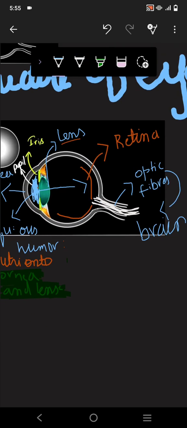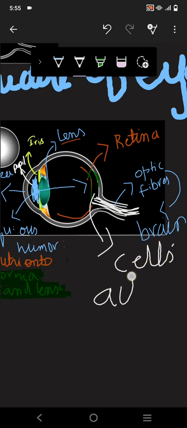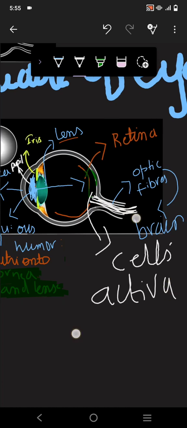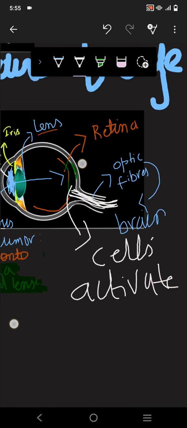Another thing is that in this area the cells are present. When those cells are activated, they form the image. I'll tell you the names of the cells. There are two types of cells: rods and cones. When the cells are activated, the image will be formed.